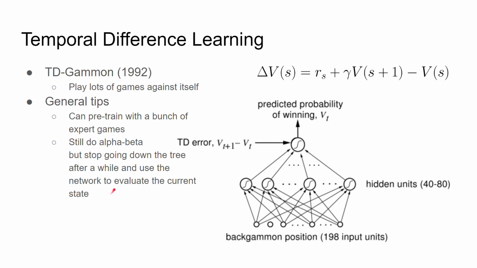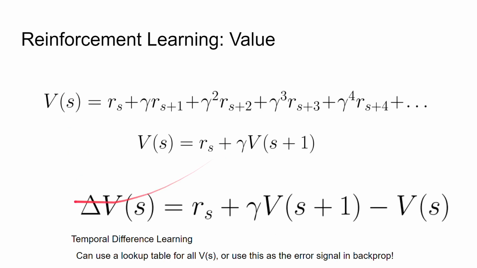And of course, when you're initializing that network, if you happen to have a whole bunch of expert games, cool, pre-train this network with all those initial games. But then you can learn by having it play against itself, using this error function, or this temporal difference error rule.